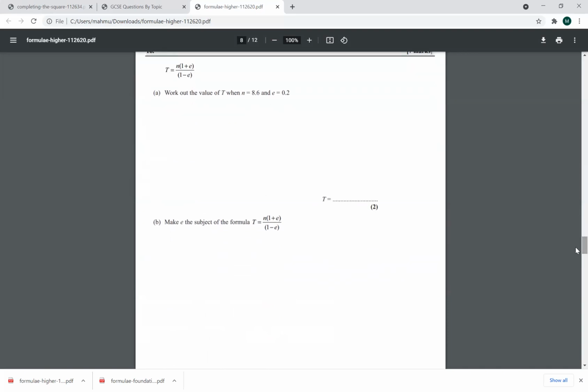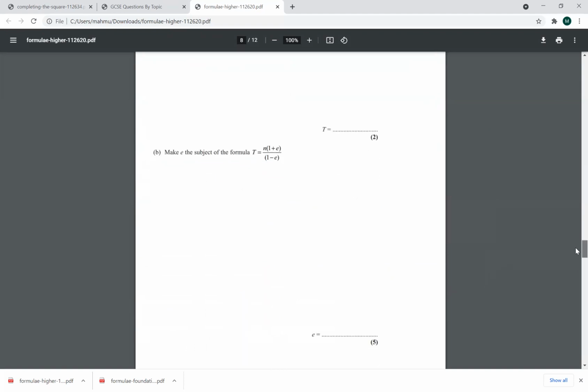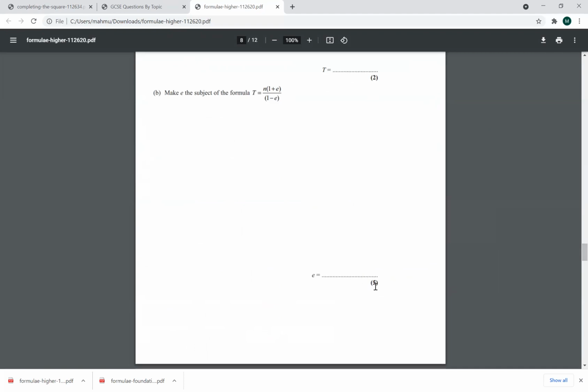Okay, work out the value of n. I'm not going to let you do this because this is just putting it into your calculator and tapping it in. Now make E the subject. So now rearrange the equation. It gets harder. This is 5 marks. Rearrange the equation to make E the subject.